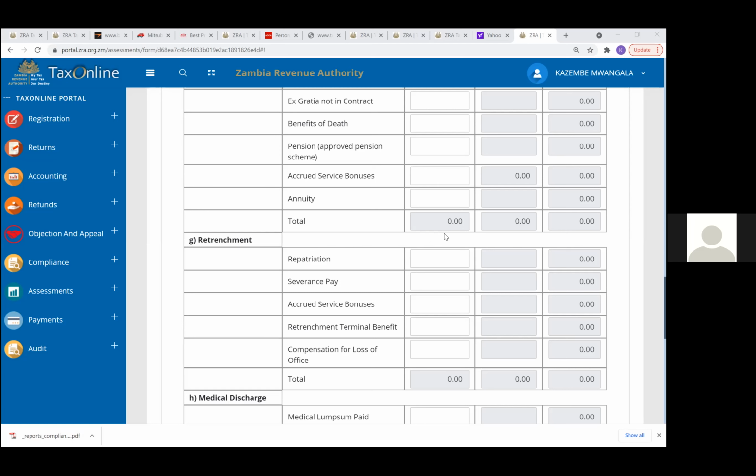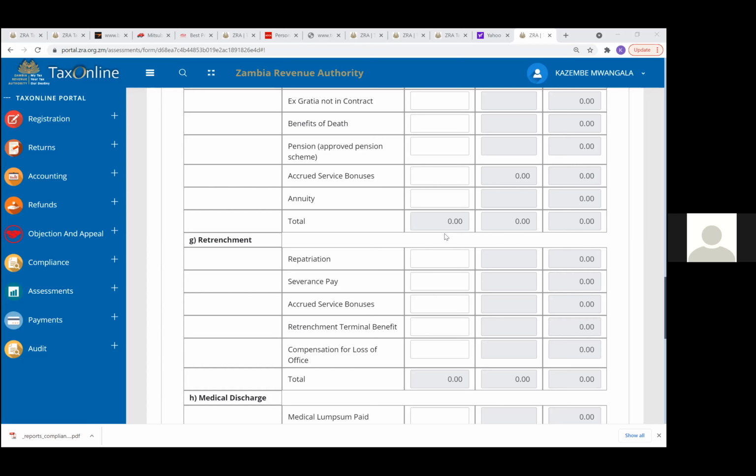But if your contract ends in December and you leave employment in December, and your employer was taxing you correctly and your terminal benefits are taxed correctly, there will be no refund due to you because the correct thing has been done.